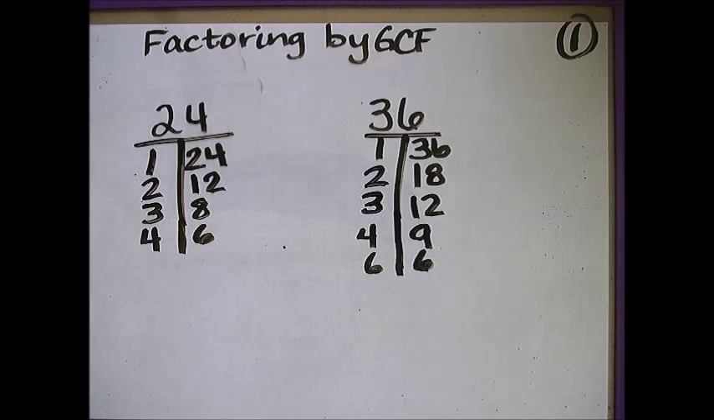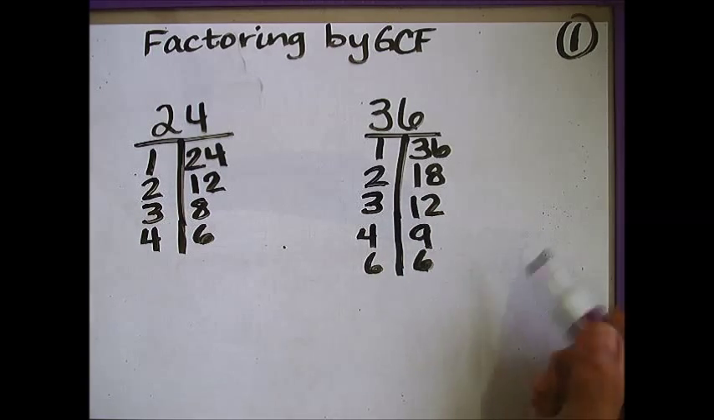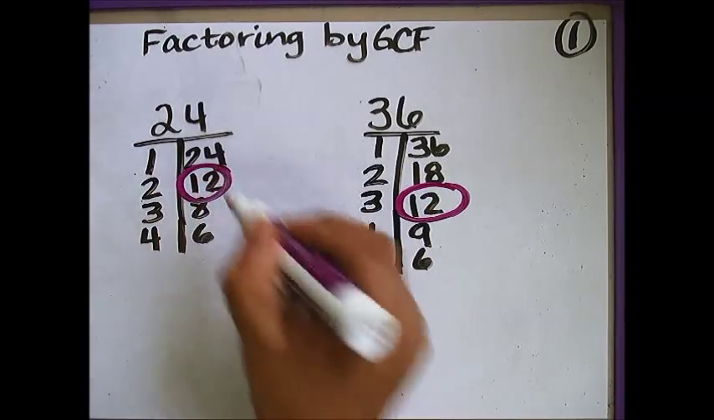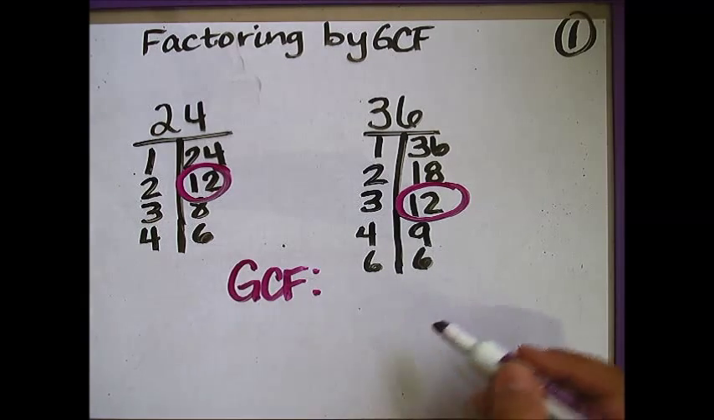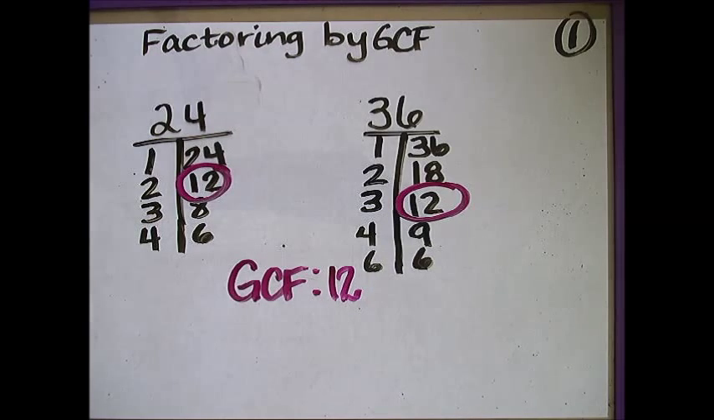So when I ask you for the greatest common factor, you're looking for the largest number that both of these lists of factors have in common. And that number that you're looking for is 12. So when I ask for the greatest common factor of, let's say, just a number, the greatest common factor for these two would be 12.